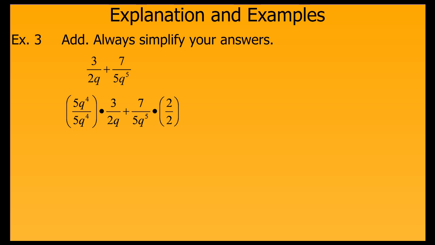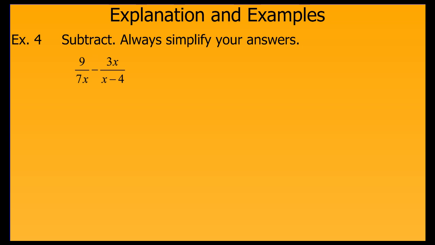For my second fraction, I'll need to multiply by 2 over 2. Notice that I'm really just multiplying each fraction by 1 in a fancy form, so I'm not changing the value of my expression. When I multiply, I get 15q to the fourth over 10q to the fifth plus 14 over 10q to the fifth. I can then add those numerators to get 15q to the fourth plus 14 all over 10q to the fifth. Note that I cannot combine 15q to the fourth and 14 as they are not like terms. Since 15q to the fourth plus 14 doesn't factor, I'm done.